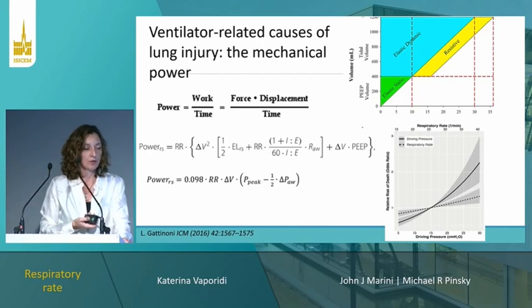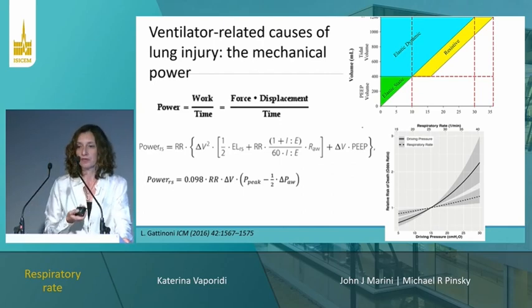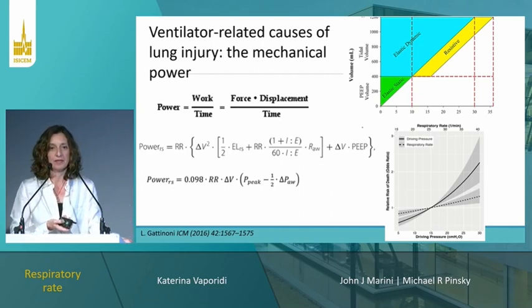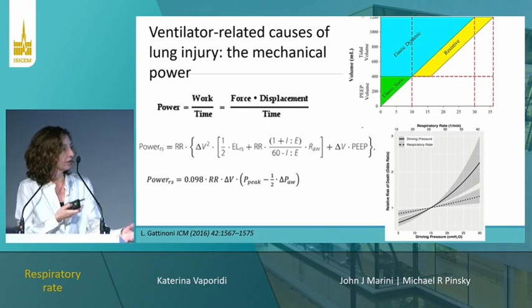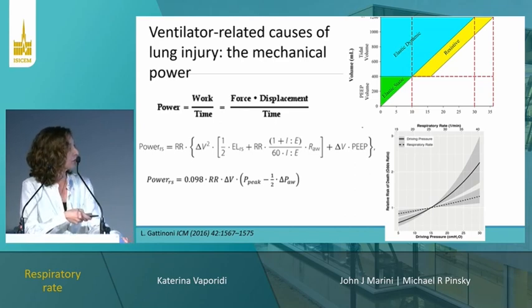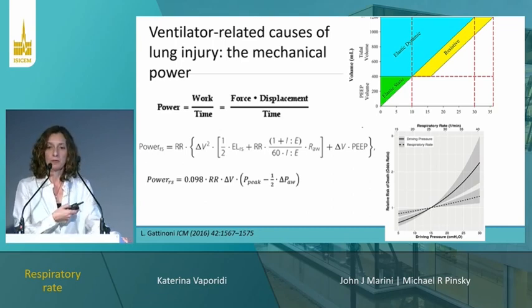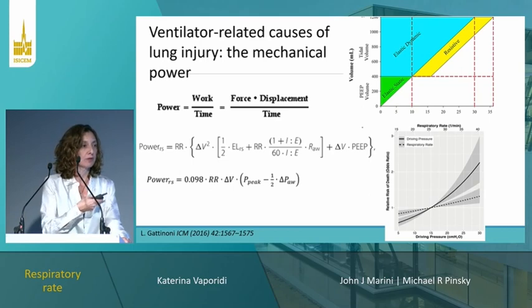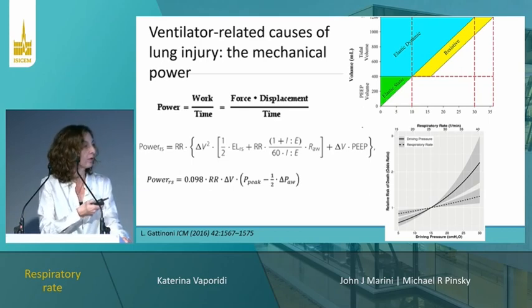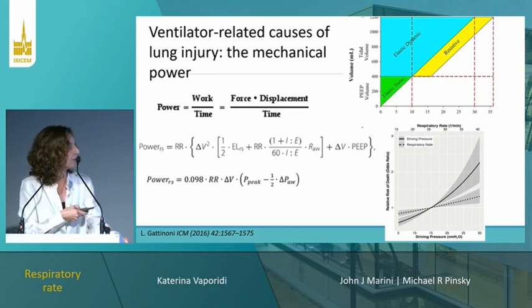And you are all aware of the concept of mechanical power. This has been extensively discussed in this meeting. What was introduced several years ago is that we don't only care about how much the alveolus is deformed, but also how many times this happens over time. So respiratory rate is in the equation of power, as is tidal volume. The impact of respiratory rate on mechanical power is smaller than that of tidal volume.